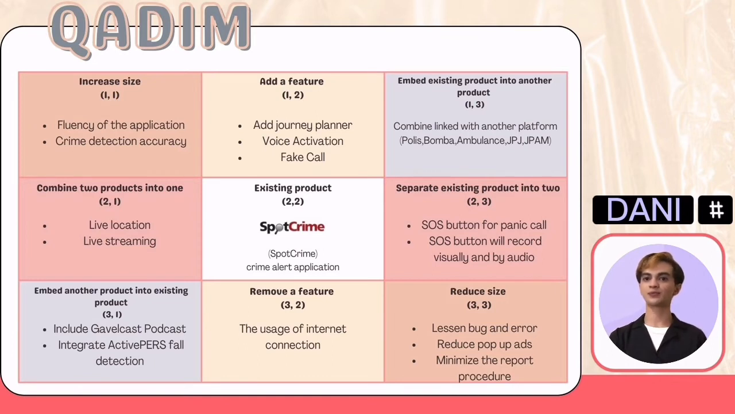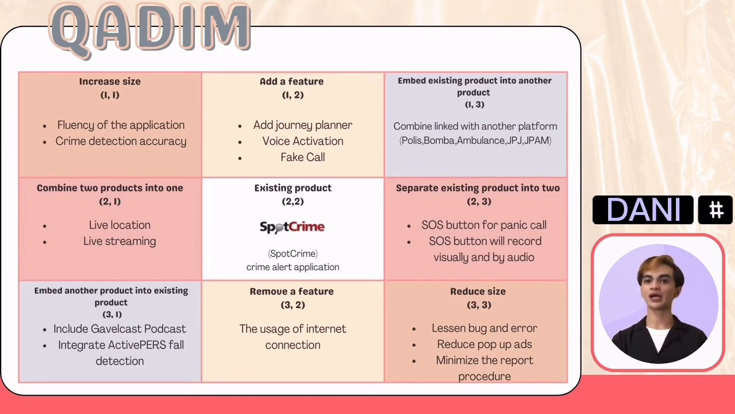Thank you so much to the previous presenter Intan for explaining to us what the KADIM diagram is. 2.2, existing product. We have surveyed that there is an existing product called SpotCrime, which is based in the US, where its citizens can use it to check crimes anywhere and anytime. So we are trying to use it as our own guide or example to replicate and create our own tool or application for Malaysian users.